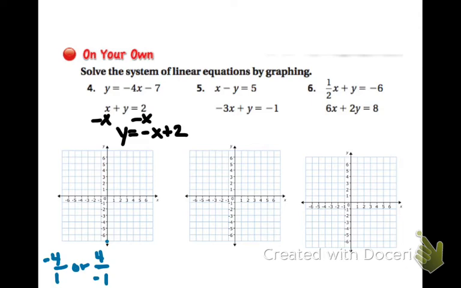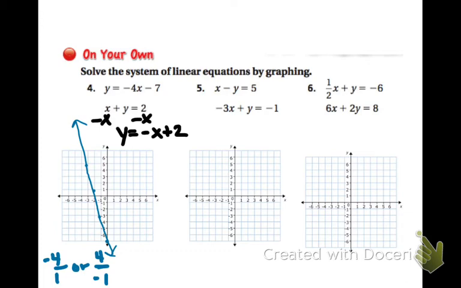So I'll count up 1, 2, 3, 4, and back 1. Again, I'm going to do this a couple times so that I can kind of get an idea of where this line is going to go. And this line, if I make it a little thinner here to draw a better line, would be about right there. Okay.